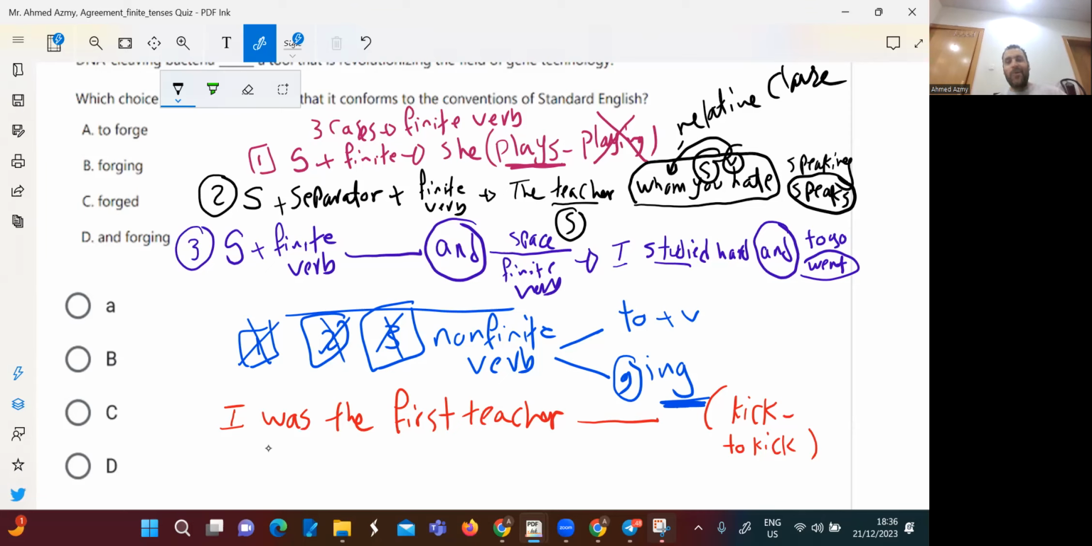Okay. I was the first teacher. If we revise the three cases, the subject here has a finite verb, right? So I don't have one. Do we have subject and separated and non-finite? No. Do we have and? No. So we choose non-finite. To kick. Is it clear? Yes. But if there is a comma here, I'll choose to kick or kicking. Kicking. ing because of what? Of the comma. Is it clear, my friends?